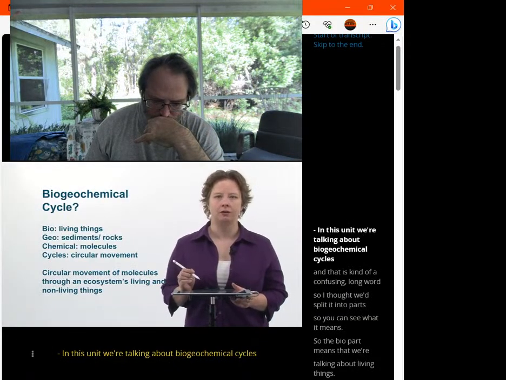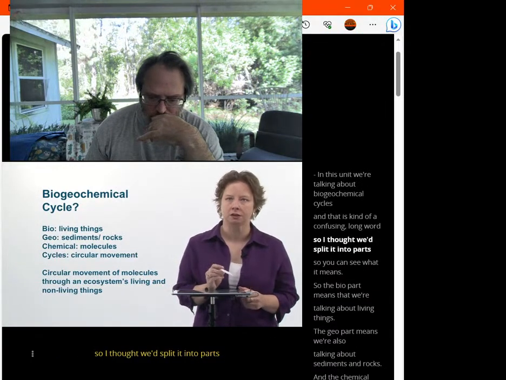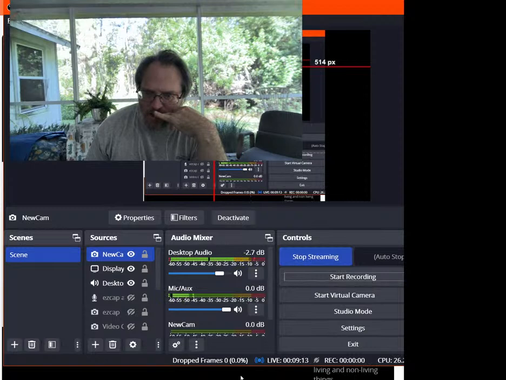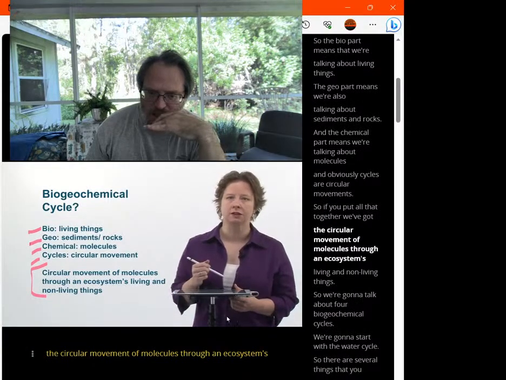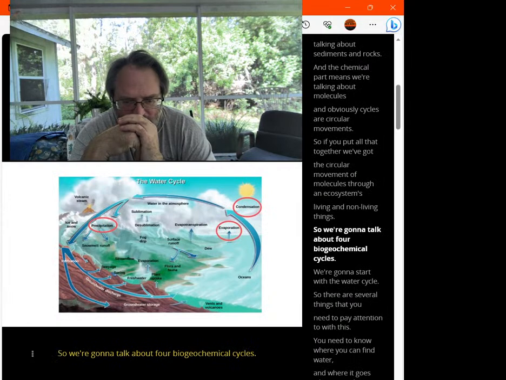In this unit, we're talking about biogeochemical cycles, and that is kind of a confusing long word, so I thought we'd split it into parts so you can see what it means. The bio part means that we're talking about living things. The geo part means we're also talking about sediments and rocks, and the chemical part means we're talking about molecules, and obviously cycles are circular movements. So if you put all that together, we've got the circular movement of molecules through an ecosystem's living and non-living things. So we're going to talk about 4 biogeochemical cycles.